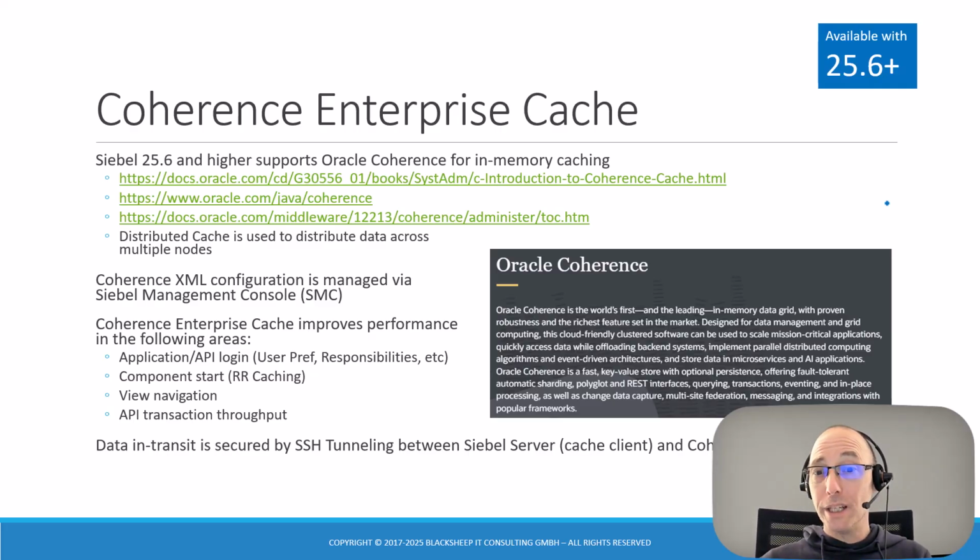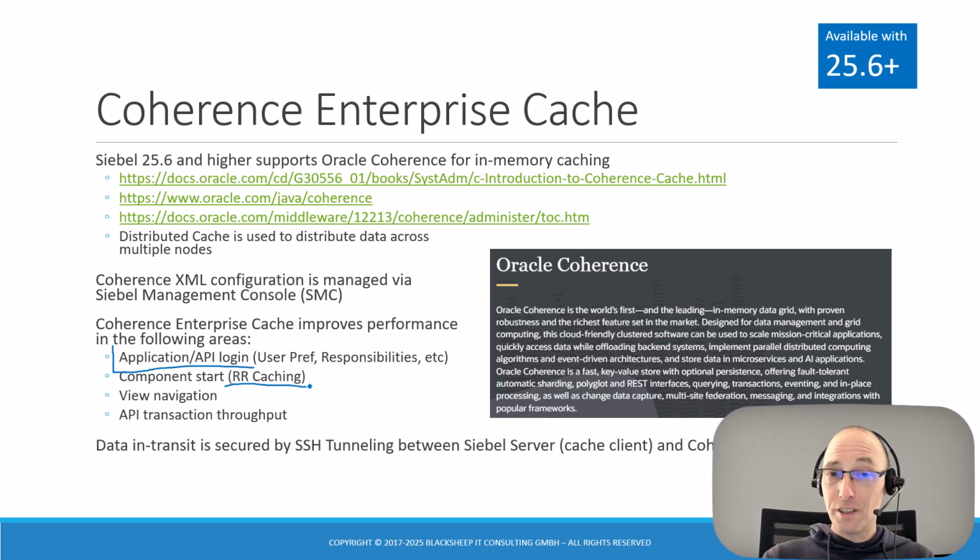Oracle also shipped the Coherence Enterprise Cache feature with 25.6, and that's an optional feature. It's not turned on by default, but you can install a Coherence node. You can deploy Coherence on an internal Tomcat, and that allows the system to cache information. So what information do we cache? We cache everything related to application and API login, that is user preferences, responsibilities, positions, organizations. We cache the runtime repository, and that's the big deal.